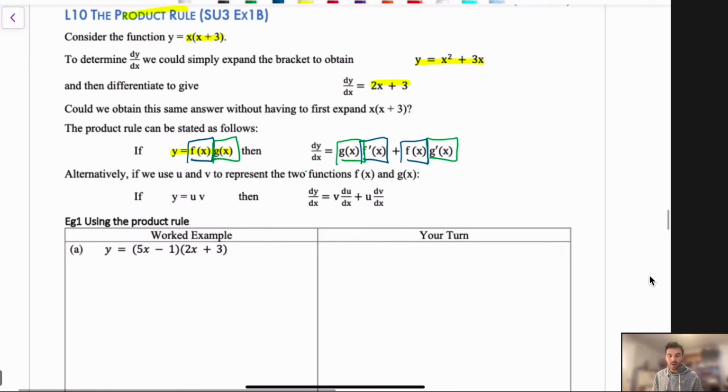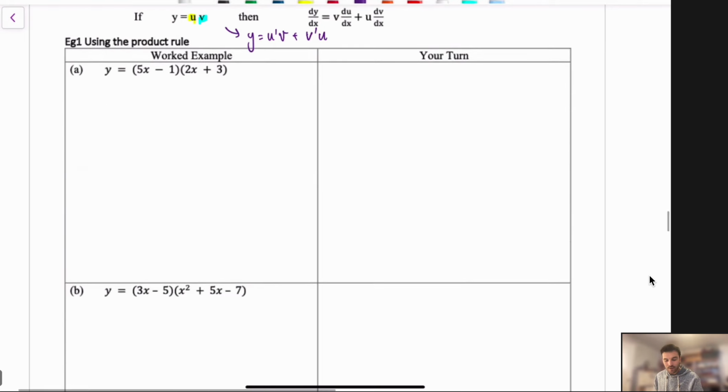Now, sometimes, and I prefer this notation myself, instead of f of x, let's call it u, and let's call it v. Then you can say y dash is equal to u dash v plus v dash u, or something similar to that. Now, there's heaps of different ways of showing this. Best way to do this is through practice, okay? Now, I'm going to write up your turn terms here.